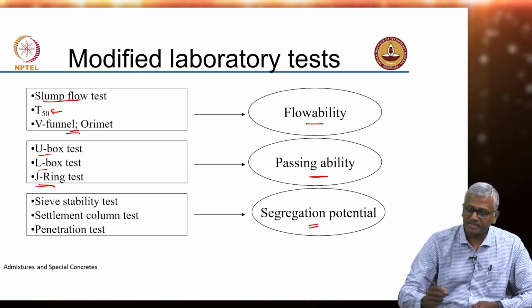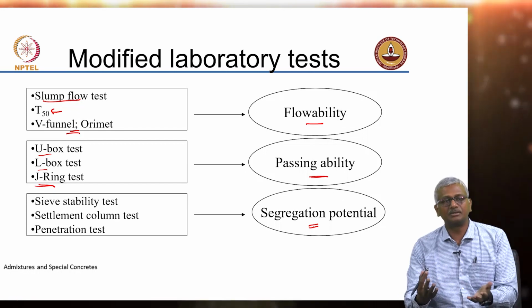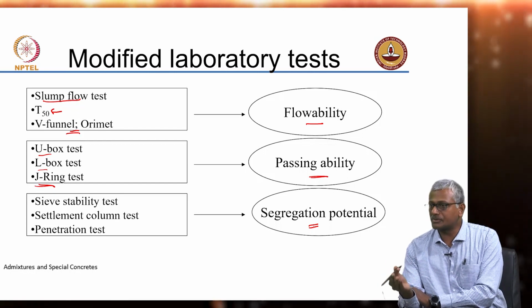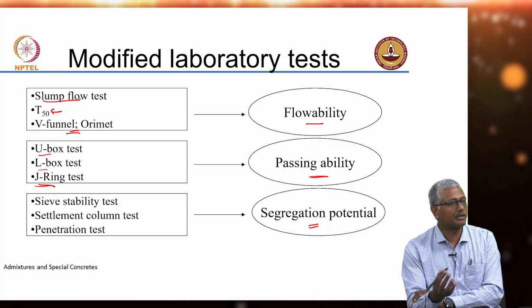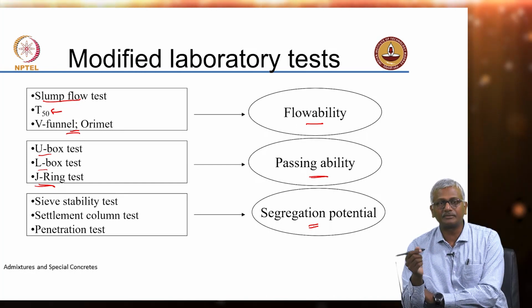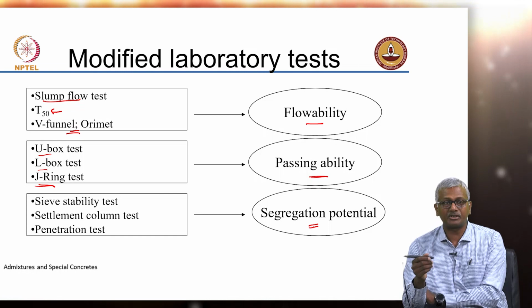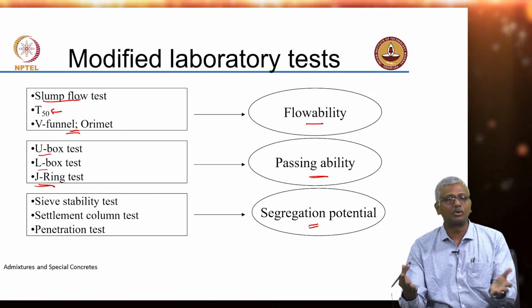The other thing to measure is the segregation potential. What is the likelihood that the concrete mix that you're selecting is going to segregate? So, sieve stability test, settlement column test or penetration test can be done. Idea is simply that you pour your concrete into a bucket.